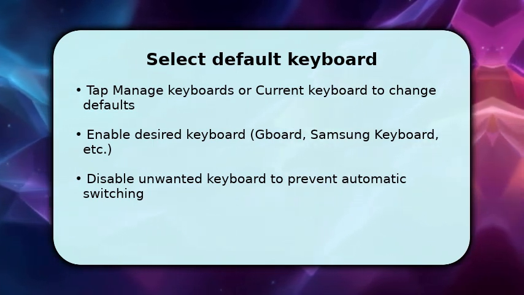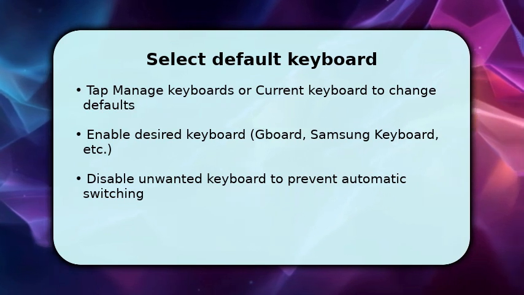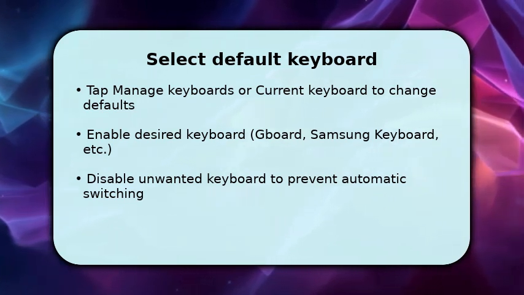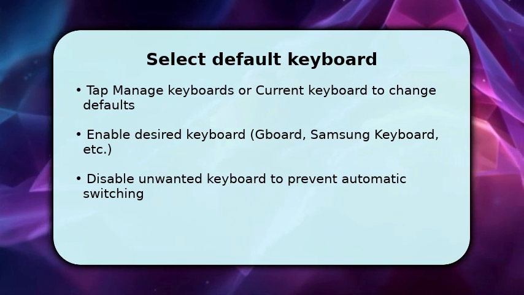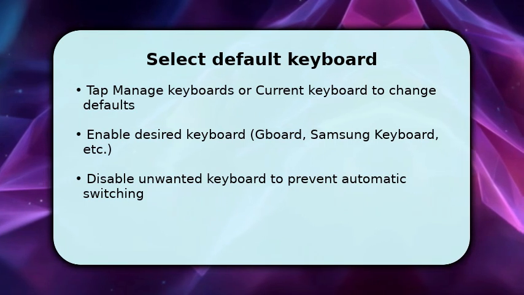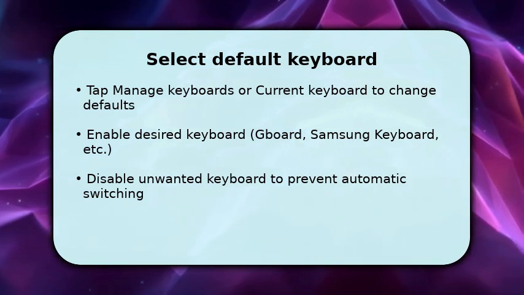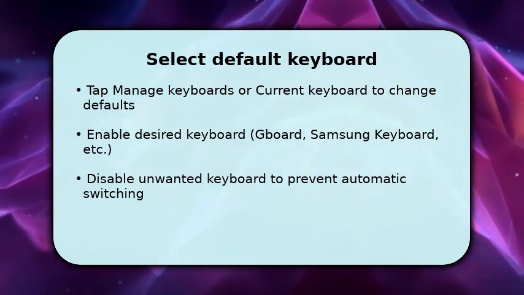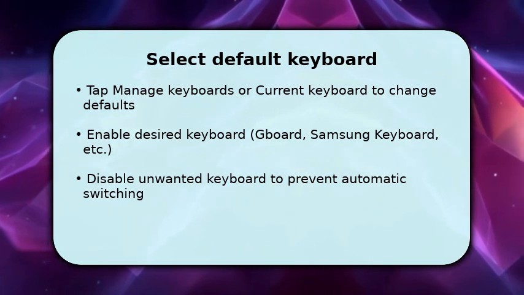This installs necessary permissions. Once enabled, return and select it as the default or current keyboard. Make sure to disable any third-party keyboard that keeps popping up so Android won't switch back. This step ensures your chosen keyboard will activate in apps and during lock screen typing.